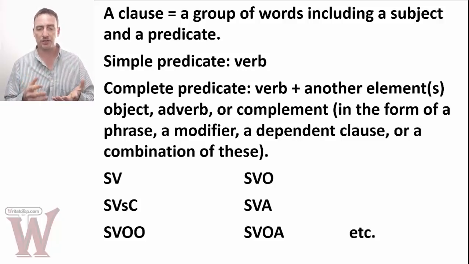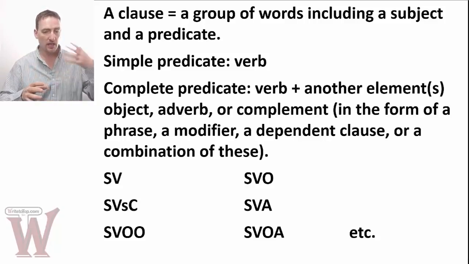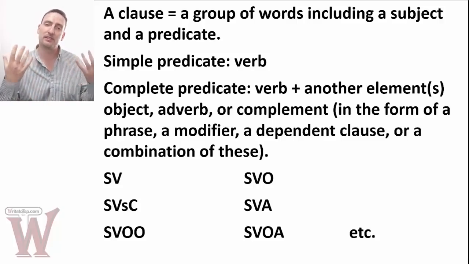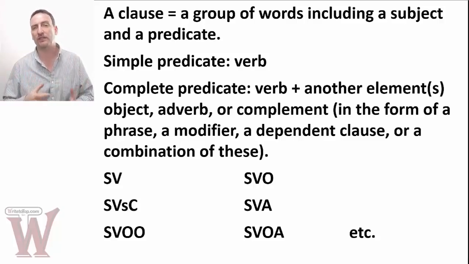And then you have combinations. You may have two objects. You may have an object and an adverb, or two adverbs, or any sort of these combinations. Now, many sentences must have these other elements in order to be complete. And if you're missing something, if you're missing the object, or if you're missing the adverb, you don't have a complete clause. In that case, you don't have a complete sentence and you have a sentence fragment, which I mentioned before, okay?